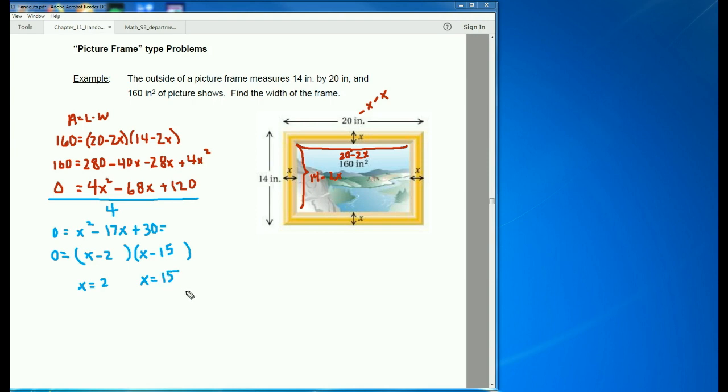Okay, and then we have to pick which is the right solution. Well, if you come back to the figure, this entire length here is only 14 inches. So it is physically impossible for x to be 15 inches. Okay, so in this case, that is the extraneous solution that gets discarded, and this is the answer. Okay, the width of the frame is 2 inches.